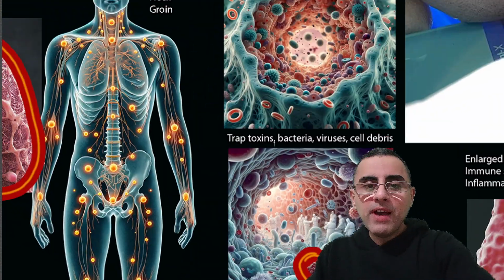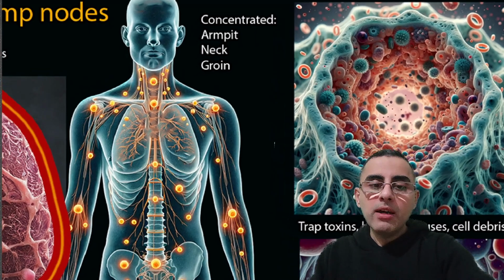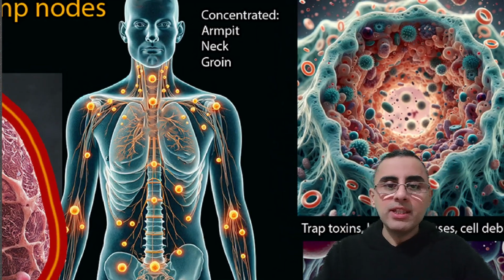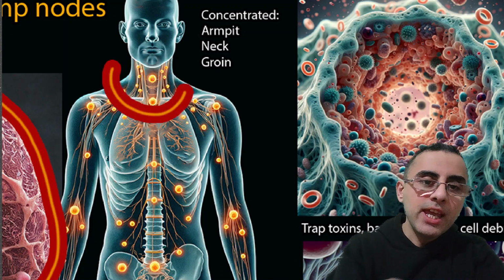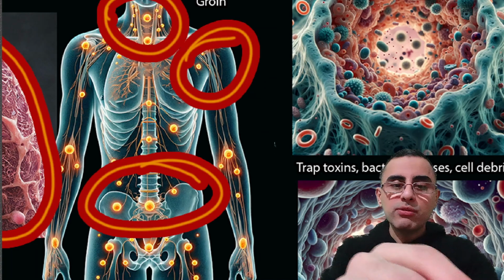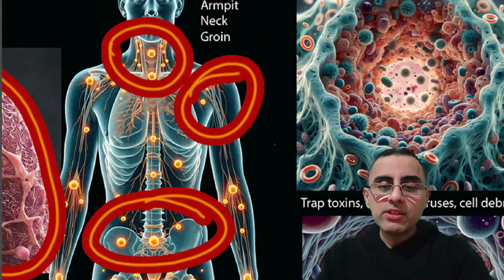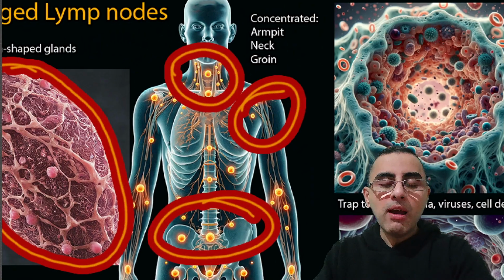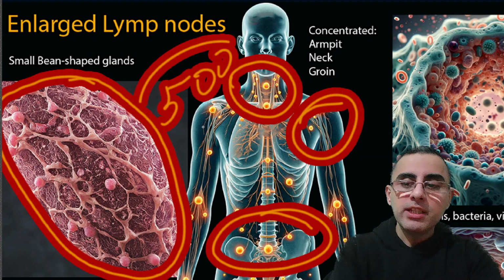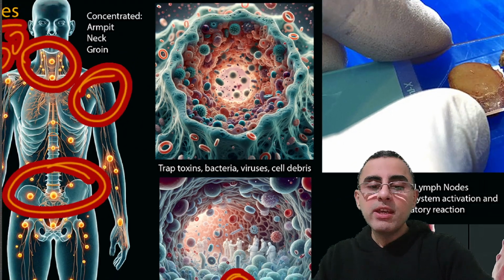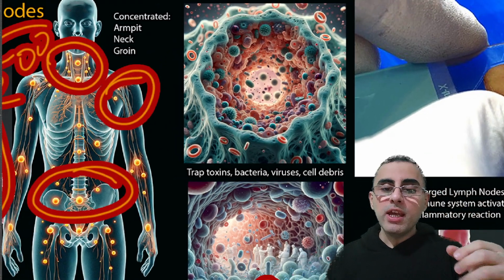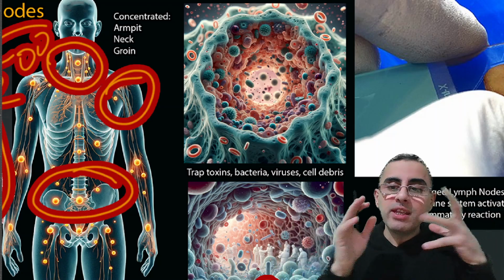So the main function of lymph nodes is filtration, and they usually are concentrated in three places: the neck, the armpits, and the groin. But lymph nodes are almost everywhere. There are more than 500 in our body. They catch bacteria, viruses, and cell debris, and they neutralize them.